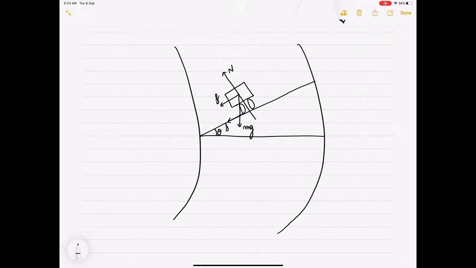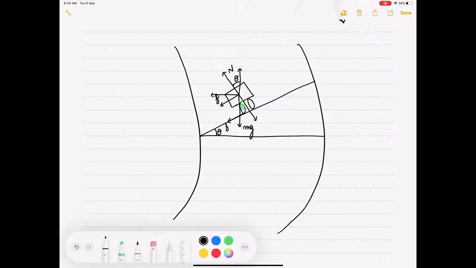Now this component will have angle theta, this angle will be theta, as well as this angle, it is also theta. Okay, and as far as this f is concerned, this will also have theta angle, this angle will also be theta.